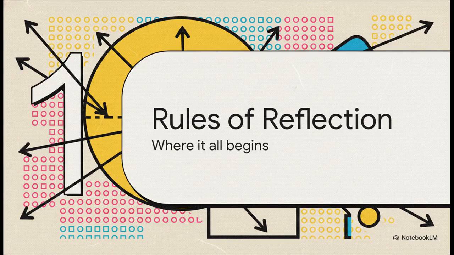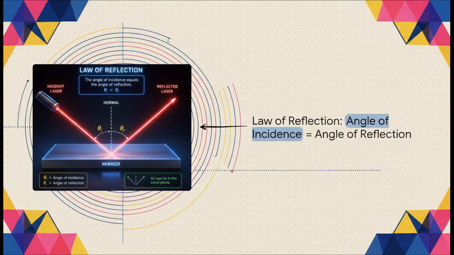All right, Section 1, the rules of reflection, where it all begins. Just look at the strict, almost beautiful geometrical symmetry here. It's like the universe's most perfect game of billiards. When that incident red laser hits a flat mirror, it doesn't just bounce off randomly. The angle of incidence, which is always measured from the normal line, exactly equals the angle of reflection. Plus, the incident ray, the reflected ray, and the normal line all have to live in the same plane. It's simple, it's strict, and it forms the absolute bedrock for everything else we're going to do.